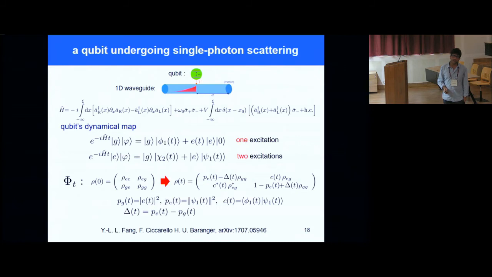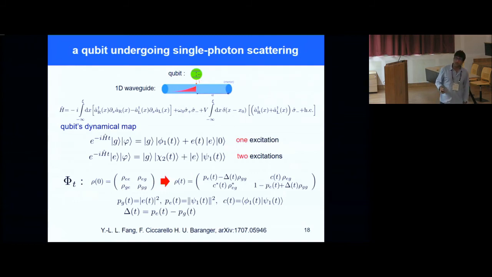Note that despite the name, these PG and PE are both excited state probabilities for the qubit: PG in the process where the qubit initially starts in G, as recalled by the subscript here, so this process here, and PE the excited state probability of the qubit in the process where it starts in the excited state, as in this case here. This C is instead the scalar product between these two unnormalized single photon states. And an important quantity is the difference between these two excited state probabilities, which I call delta. You'll see that it plays an important role.